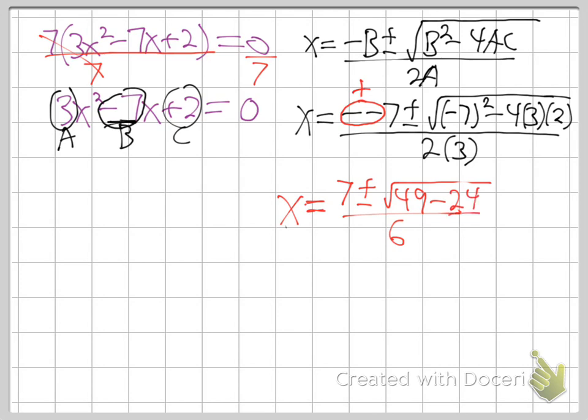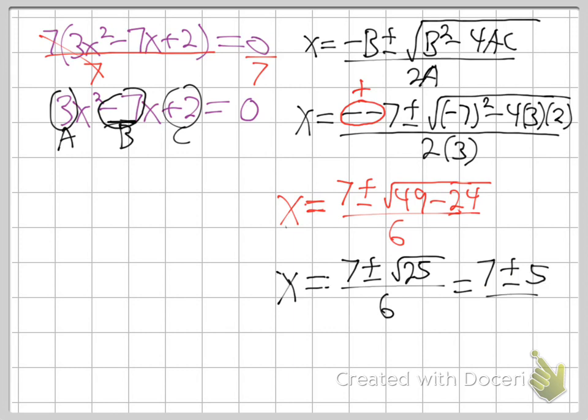All right. And so that's going to be 25. 7 plus or minus the square root of 25 all over 6. Yeah, that's nice, huh? And so that's 7. Square root of 25? It's just 5. And so now we just separate to get those two answers.